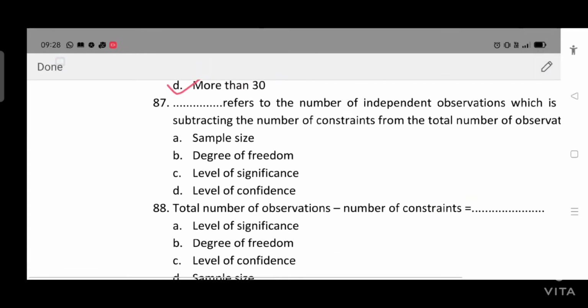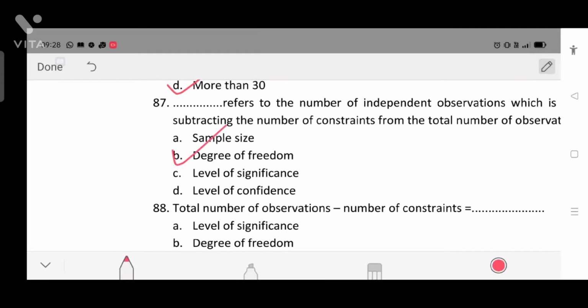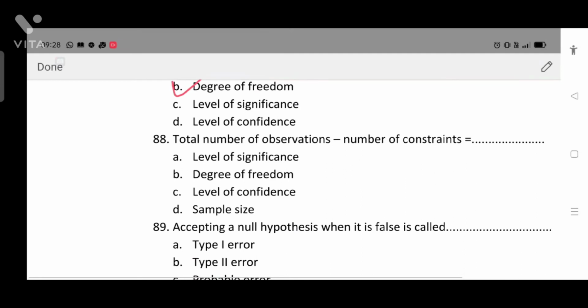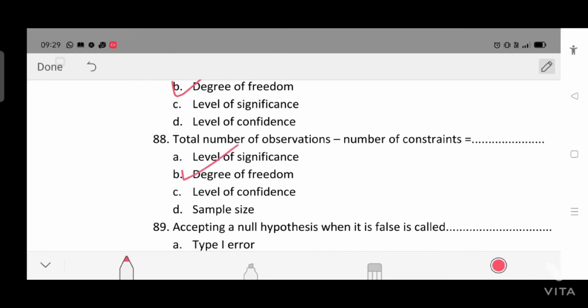Dash refers to the number of independent observations, which is obtained by subtracting the number of constraints from the total number of observations. Question 87. A, B, C, D. Degree of freedom. The total number of observations dash number of constraints dash. A, B, C, D. B, degree of freedom.